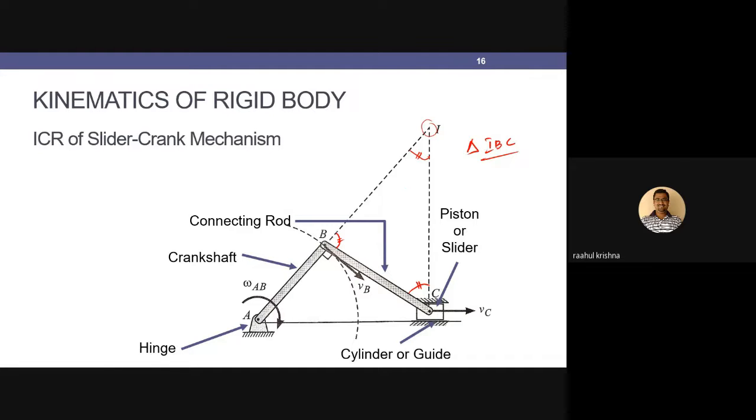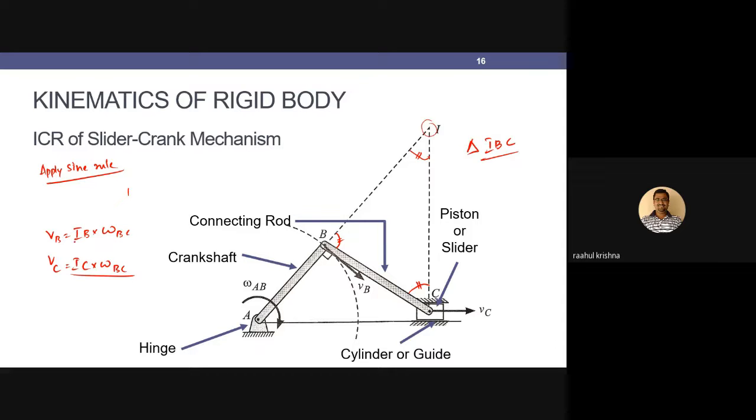Finding these is the tricky part, because not all the time is the angle or the length directly available. So I'll have to obtain it. That is what is different. After obtaining those angles, I can apply the sine rule and find out the length of the link. Then I can apply VB equal to IB into omega BC, VC equal to IC into omega BC.